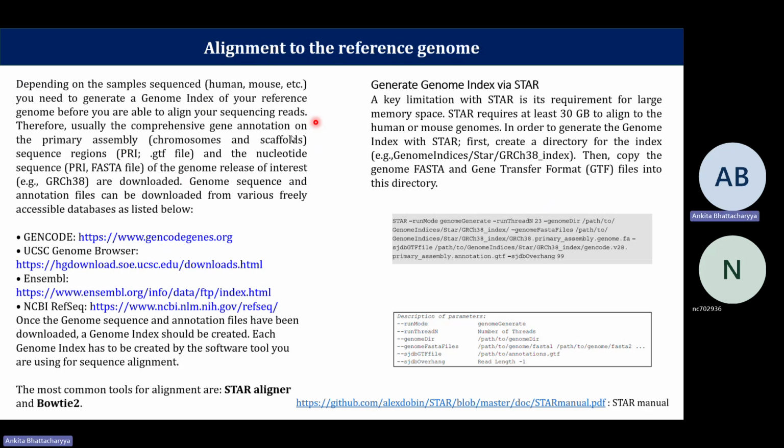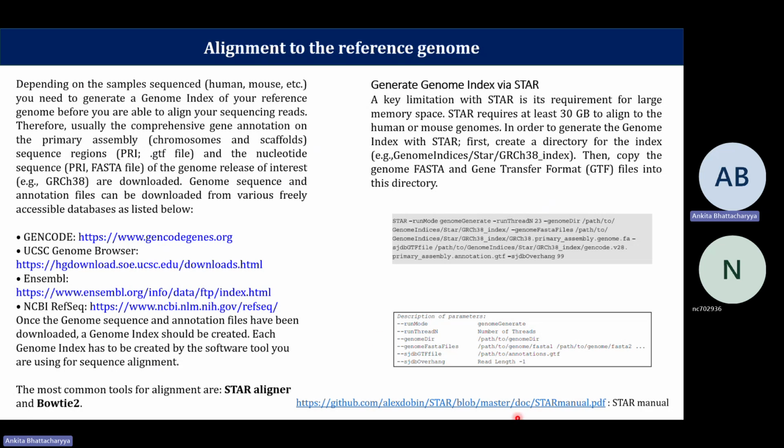Now we're talking about generating the genome index. Why are we talking about indexing at all? One of the major problems with this immense amount of information is that it requires a lot of computational power to scan through the entire genome for each read, assign it its position, and come to a conclusion. Similarly, the STAR algorithm requires around 30 GB of free memory to align human or mouse genomes, and therefore it is an intensive process.